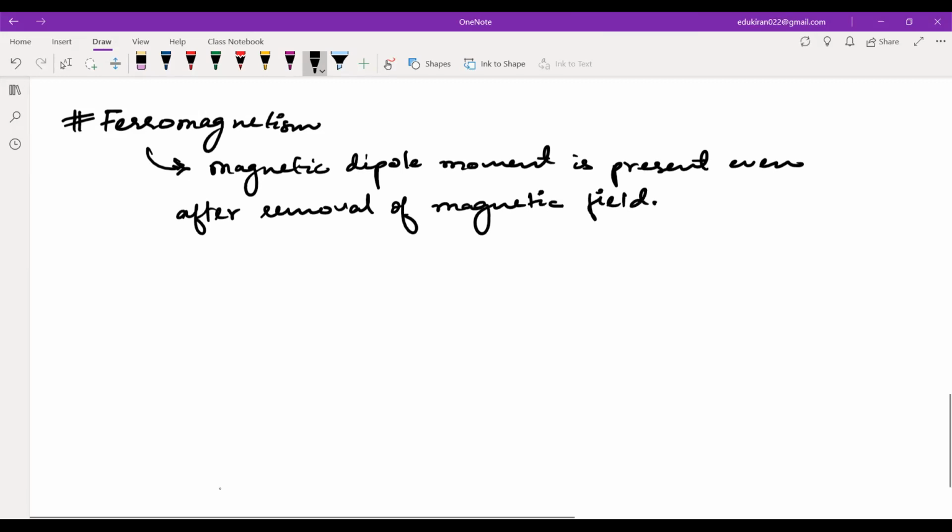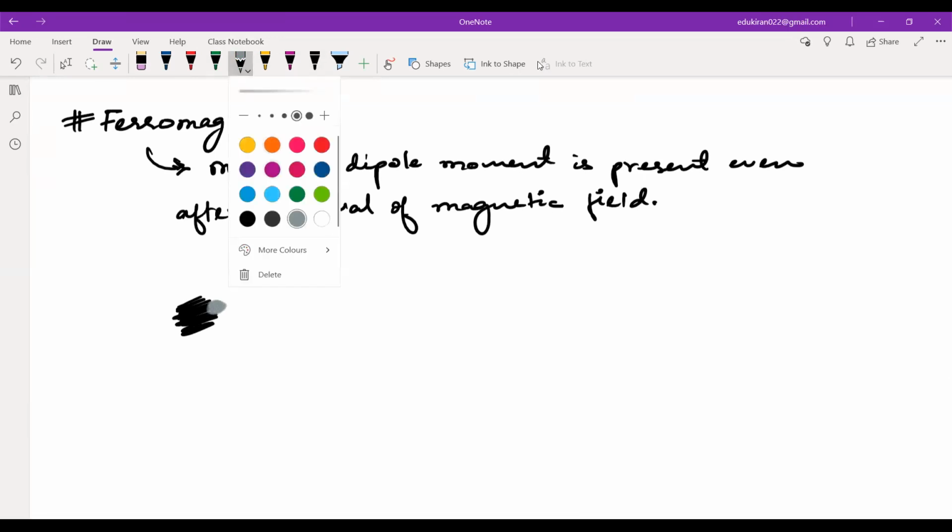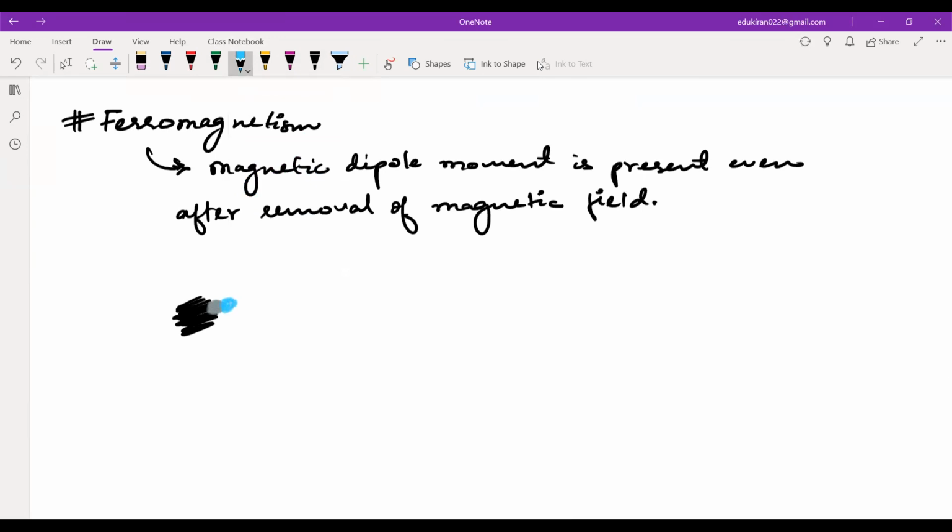A little example I can give you guys. All of you have played with a magnet, right? If you stick a small coin to a magnet here, this coin can also stick further coins, yes or no? Now this coin can also act as a magnet, right?